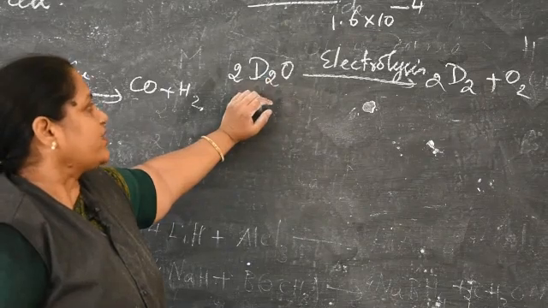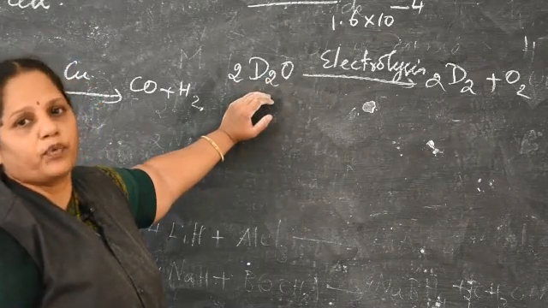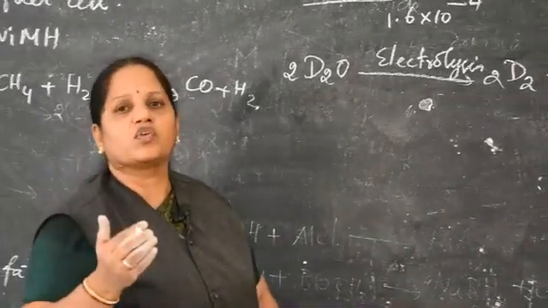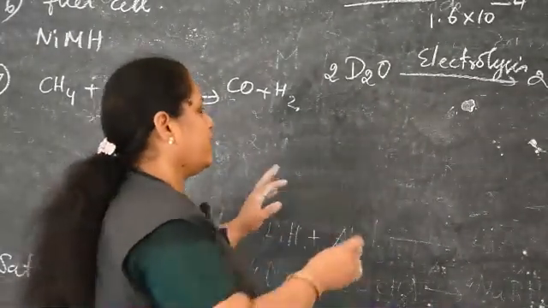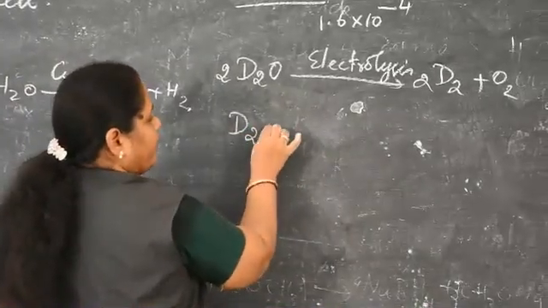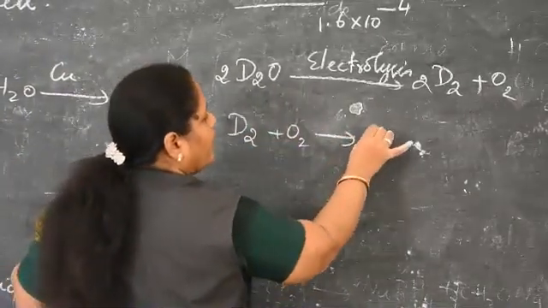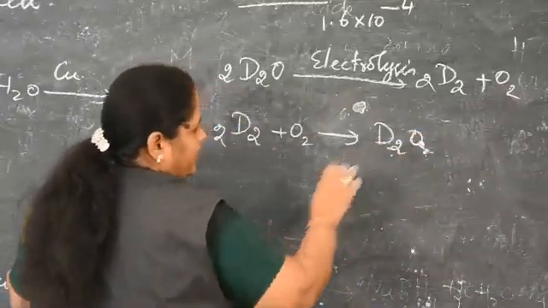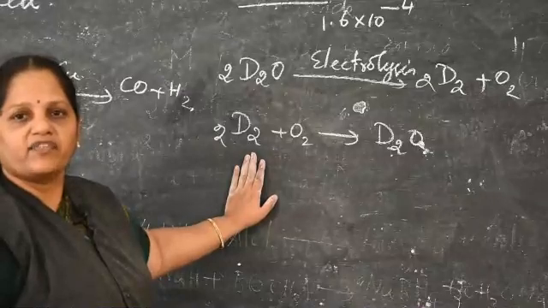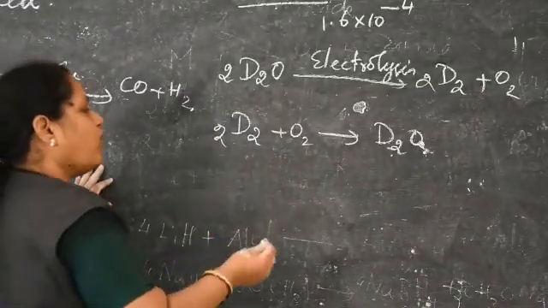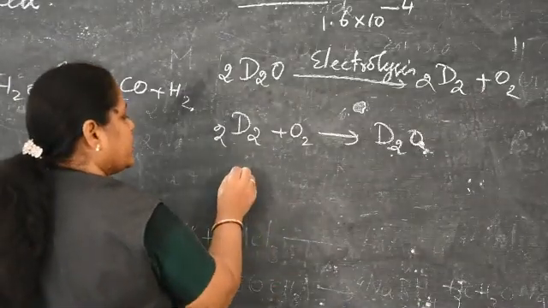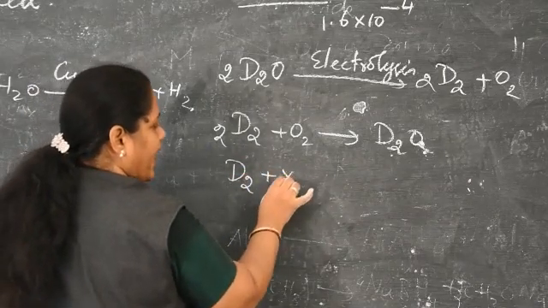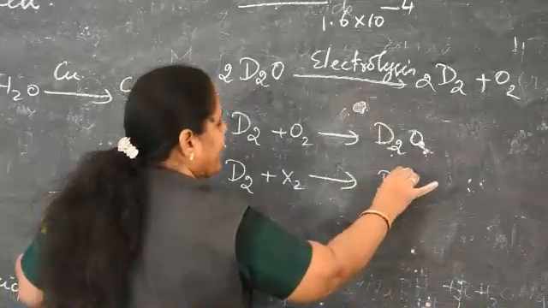Okay, and next we can discuss the chemical properties. Similar to hydrogen, it also forms an oxide with oxygen. Deuterium combined with oxygen forms heavy water, called deuterium oxide. It also reacts with halogen and forms deuterium halide. What is the general formula for halogen? X2. So, deuterium combined with halogen gives DX.